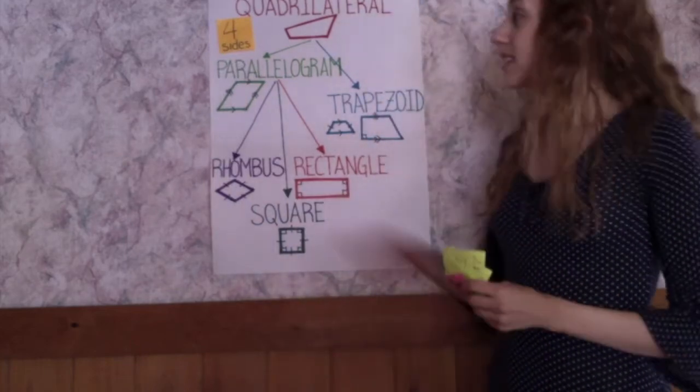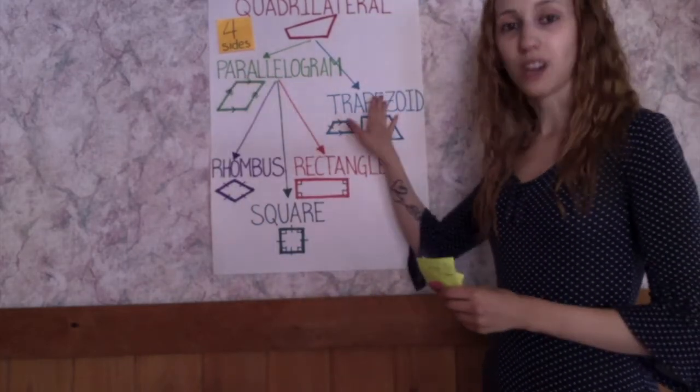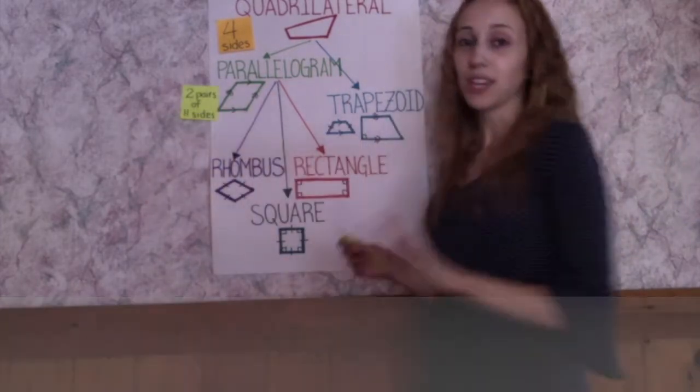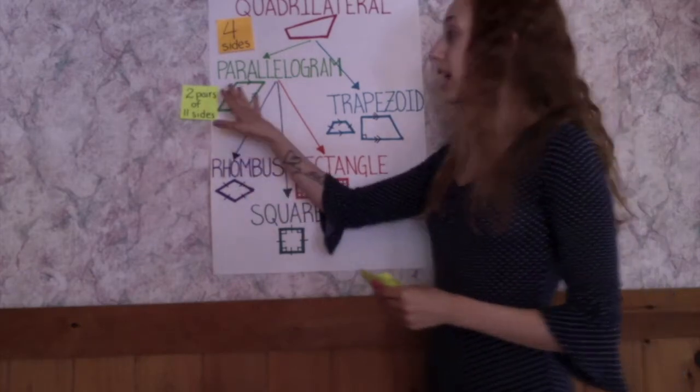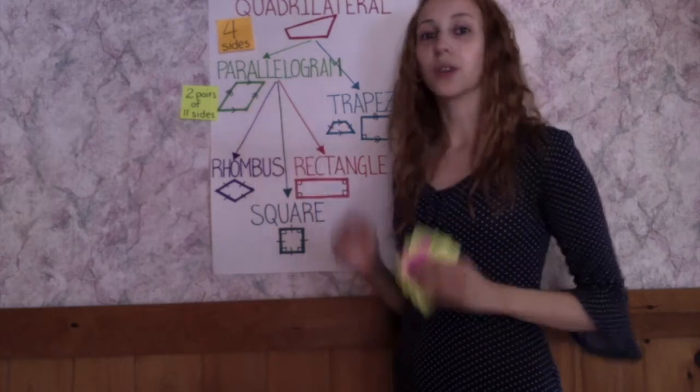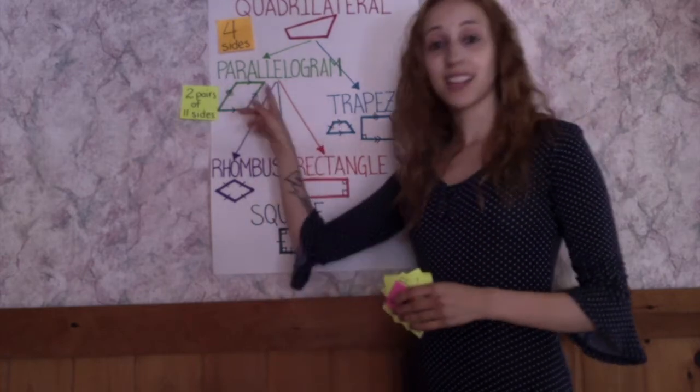Now, let's talk about the parallelograms and the trapezoids. Those are our two big sections. Parallelograms have 2 pairs of parallel sides, and we have already talked about this. Parallelograms have the top and the bottom that are parallel. That means they never cross. They go in the same path forever, as well as the left and right.